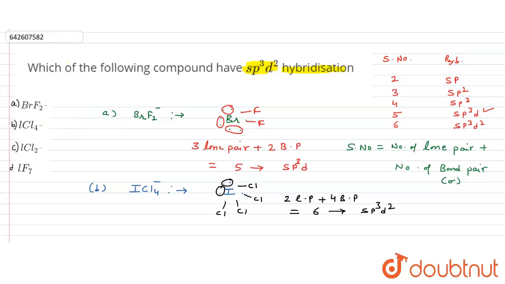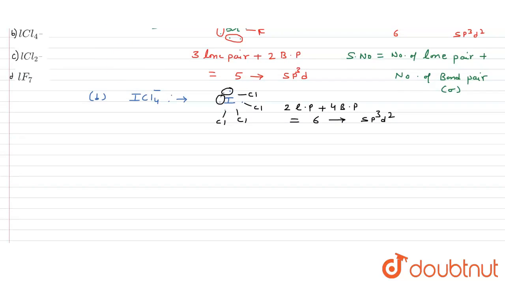And if you talk about the C species, that is ICl2 negative. So if you talk about the ICl2 negative species, it is the same kind of species as ICl4 negative. Here the iodine is also our central atom. The valence electrons are 1, 2, 3, 4, 5, 6 and 7, and one negative charge over here means one extra electron is added.